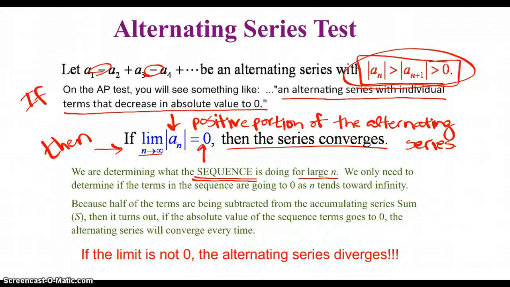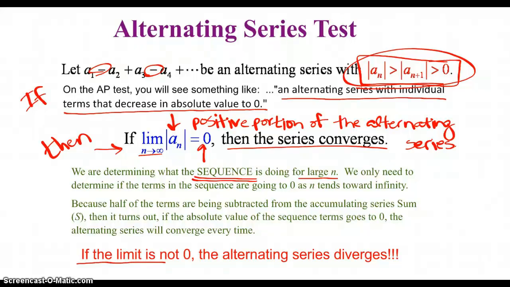So we're determining what the sequence is doing for large n. We only need to determine if the terms in the sequence are going to 0 as n tends toward infinity, because half the terms are being subtracted from the accumulating series sum. And then it turns out if the absolute value of the sequence terms does go to 0, the alternating series will, every single solitary time, be convergent.